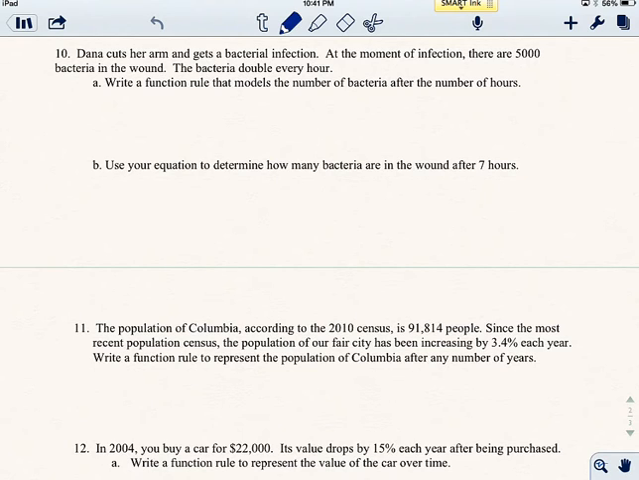So, for this first part, first we should notice that this is going to be an exponential growth function. So, we're going to have f of x. Now remember, for exponential growth, we want to do our starting point, and then we multiply, because it's a multiplying pattern. We multiply by our growth rate raised to the x power. So our starting point here is going to be this 5,000 bacteria.